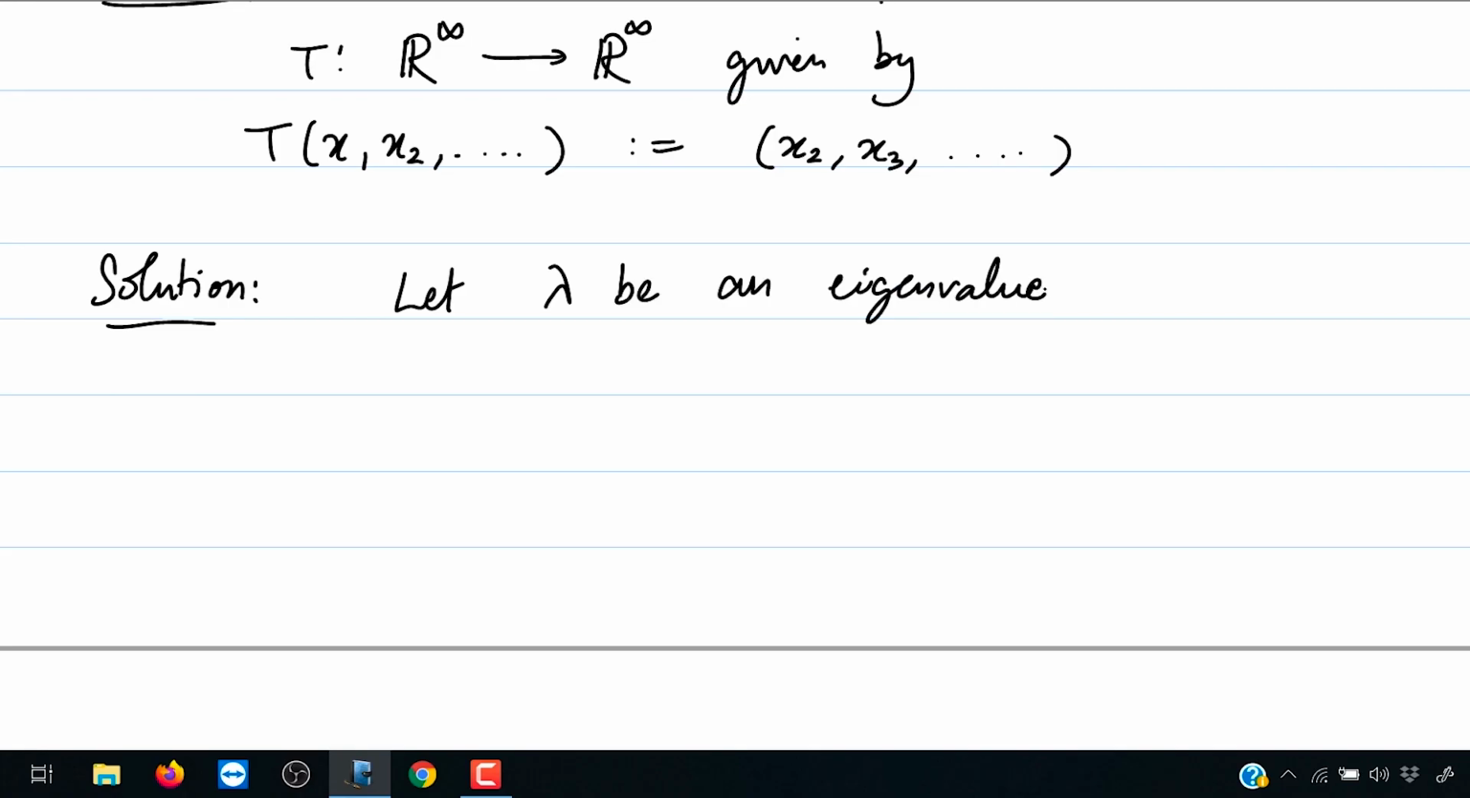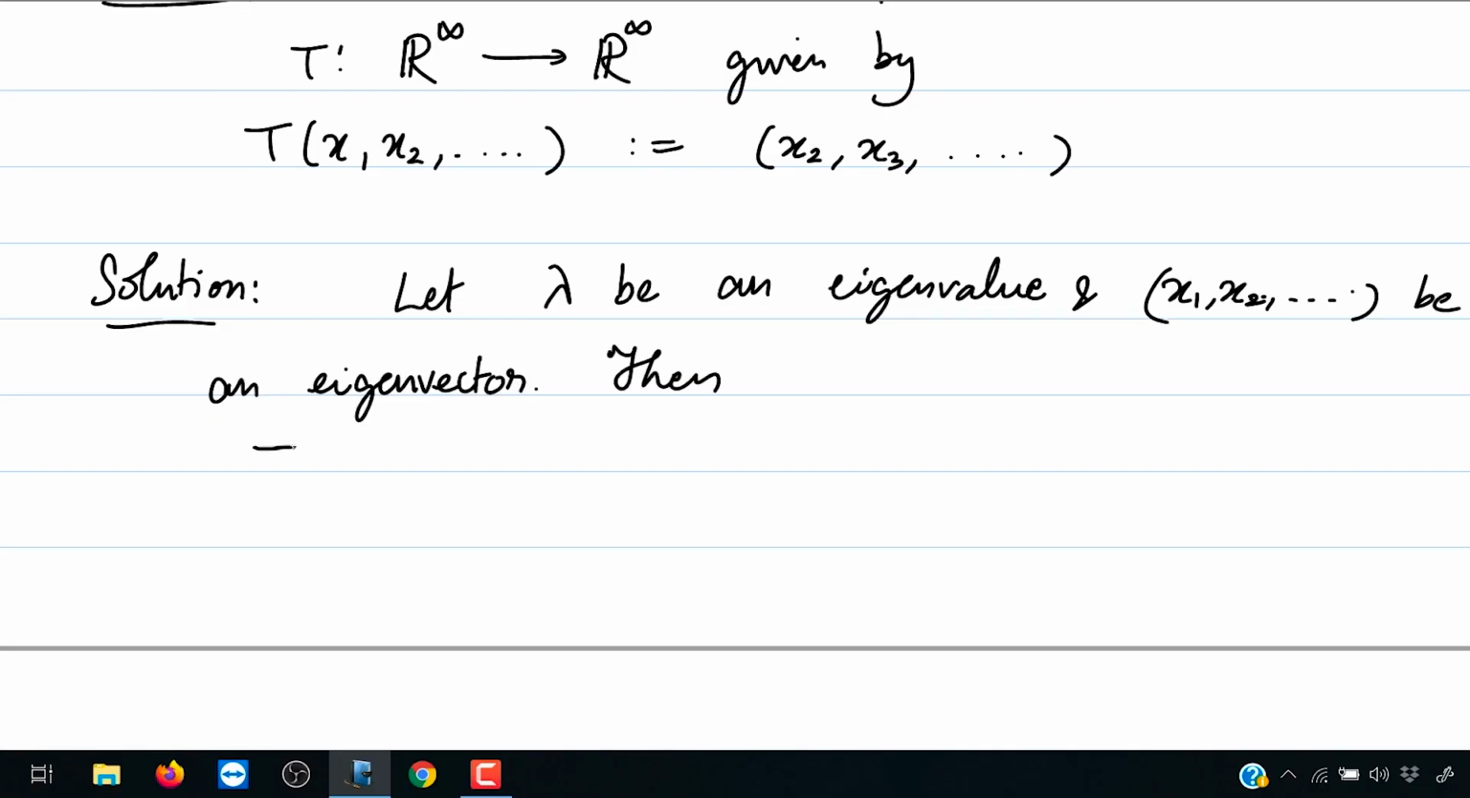Let's try to see what properties lambda will satisfy. Let x = (x1, x2, ...) be an eigenvector. Let's see what that means. Then T of (x1, x2, ...) is equal to lambda times (x1, x2, ...). That's precisely what it means. But what is T of (x1, x2, ...)?